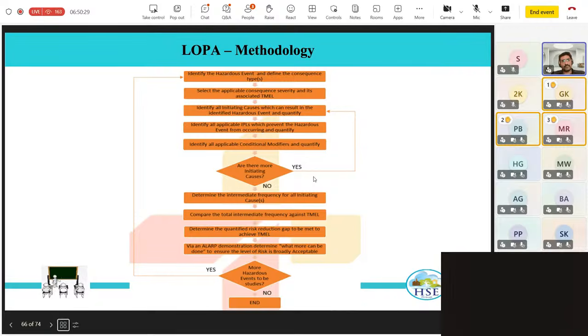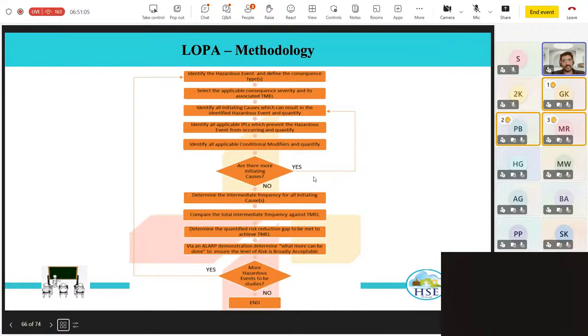Once you determine the quantified risk, identify the gap to be met. Based on the calculations we have done for all the safeguards and the calculations for TMEL, if there is any gap, then you fill that gap by risk reduction, either by providing a safeguard, or by providing another layer, or by providing a higher integrity layer. So determine the identified risk reduction gap to meet the achievable TMEL. Now, via an ALARP demonstration, determine what more can be done to ensure the level of risk is broadly acceptable. So this is basically where we try to say that this is what an event is.